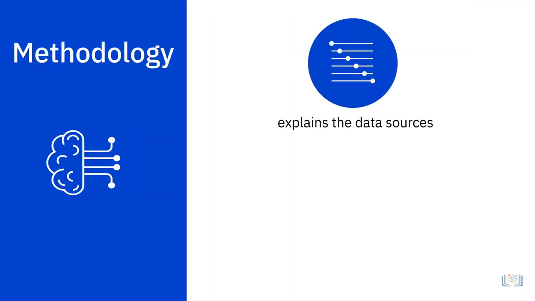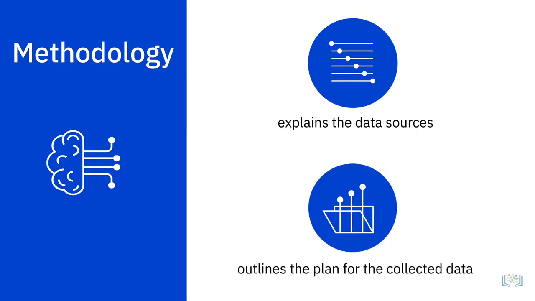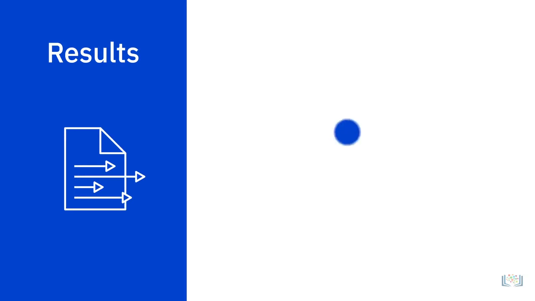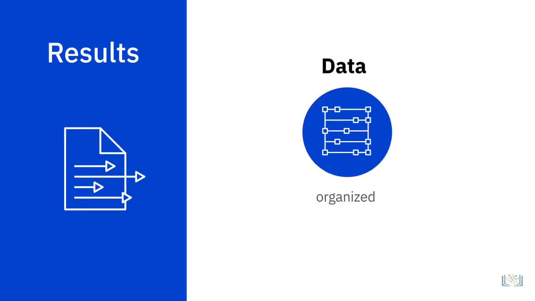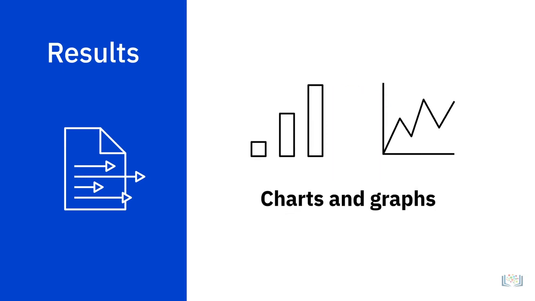Methodology explains the data sources that were used in the analysis and outlines the plan for the collected data. For example, was the cluster or regression method used to analyze the data? Next, we have the results section. This section goes into the detail of the data collection, how it was organized, and how it was analyzed. This portion would also contain the charts and graphs that would substantiate the results and call attention to more complex or crucial findings. By providing this interpretation of data, you are able to give a detailed explanation to the audience and convey how it relates to the problem that was stated in the introduction.